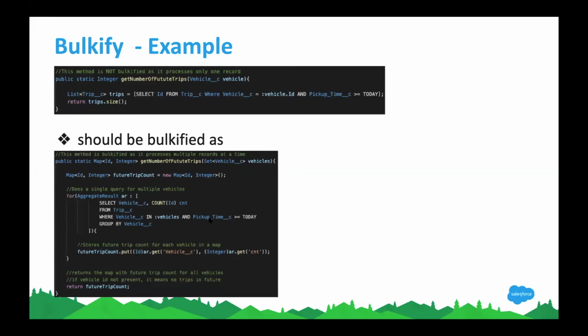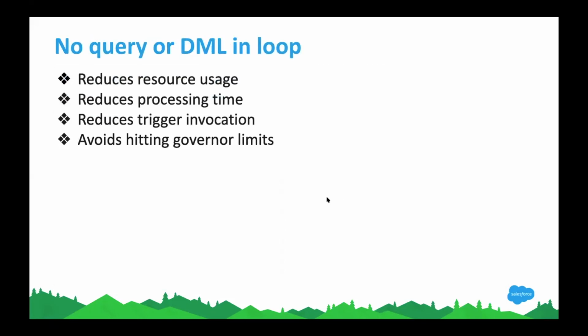So in short, write your method or code so that it accepts bulkified records like collections, for example, set, list, or map, so that whenever you put something over here, this method is called, and the method handles bulk data and returns a response for these bulk records that you need to process. Let's go on to the next one.